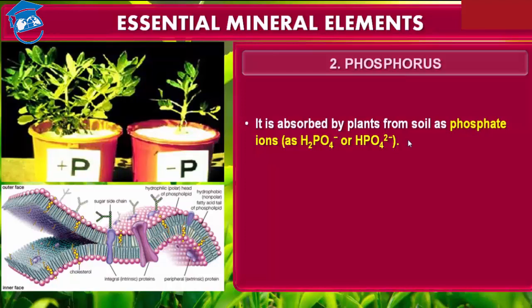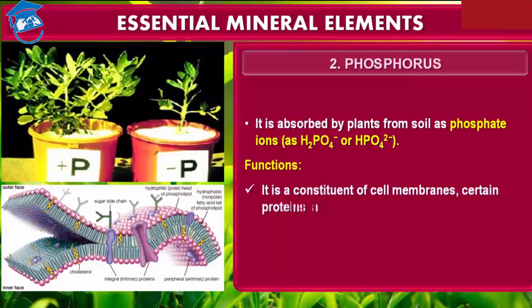Now tell me, students, where is phosphorus found in the plant body? As we all know, phosphorus is a constituent of cell membrane, certain proteins, and all nucleic acids and nucleotides. And it is required for all phosphorylation reactions.